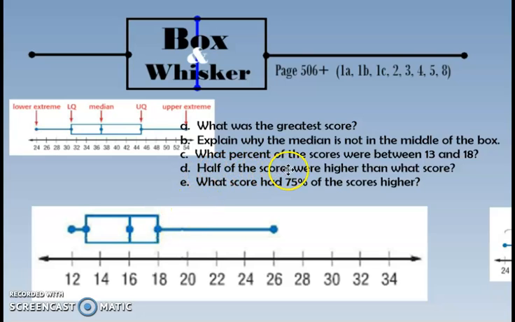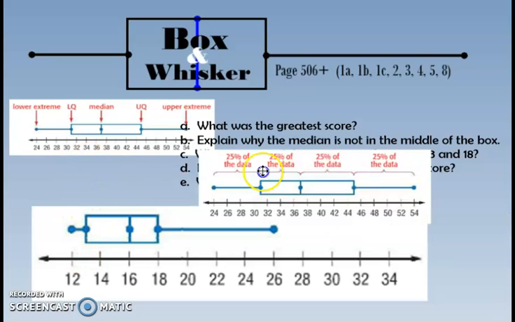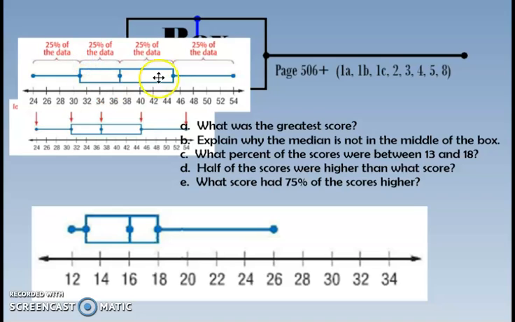Okay, what percent of the scores are between 13 and 18? Okay, so remember, 50% is inside that box, isn't it? Okay, half of the scores were higher than what score? Well, here's 25%. Here's another 25%. So half of them were higher than 16, and also half were lower than 16.